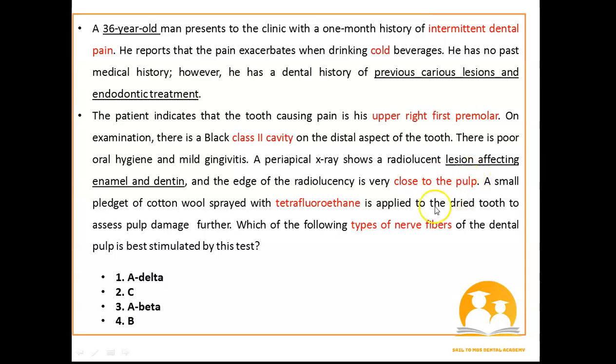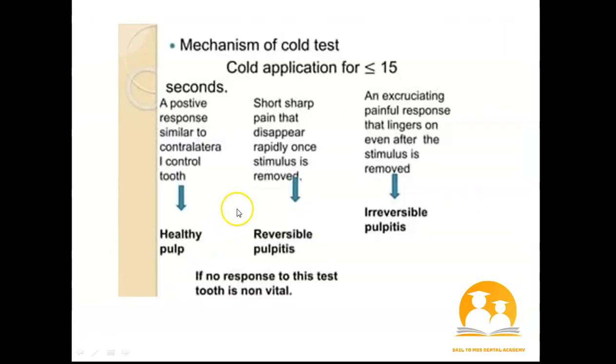And when a cold test was done using tetrafluoroethane, which type of nerve fiber is stimulated? That's the question from the current case history. First, what will be the diagnosis? It will be symptomatic reversible pulpitis. So here the correct answer will be A, delta fibers.